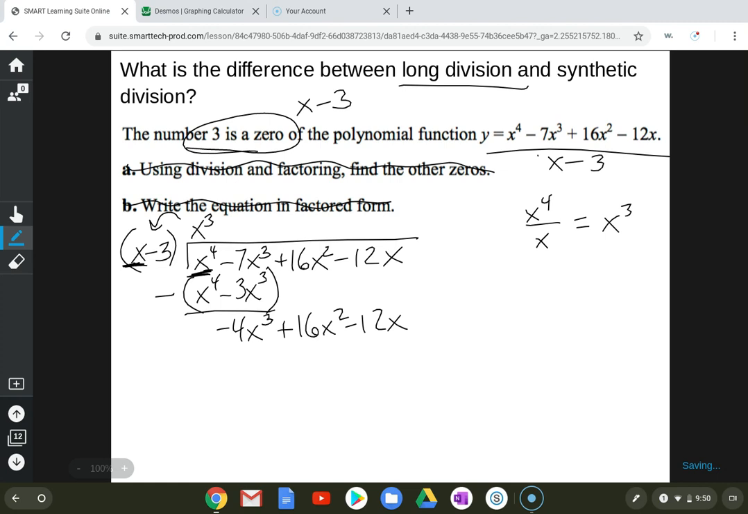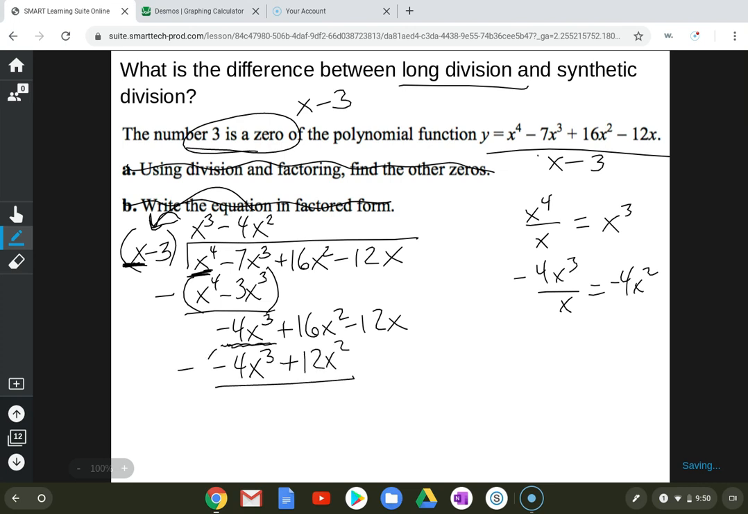All right, I have a new first term. My new first term is negative 4x cubed. What do I have to multiply x by to get negative 4x cubed? I have to multiply it by negative 4x squared. So you could also think of it as dividing. Negative 4x cubed divided by x is negative 4x squared. All right, I'm going to distribute negative 4x squared times this whole thing. So I get negative 4x cubed plus 12x squared.